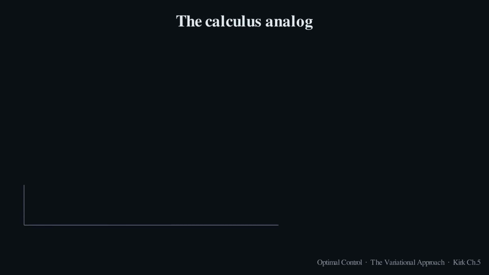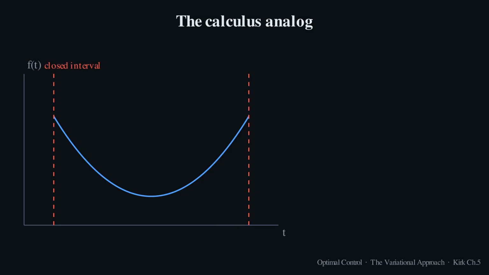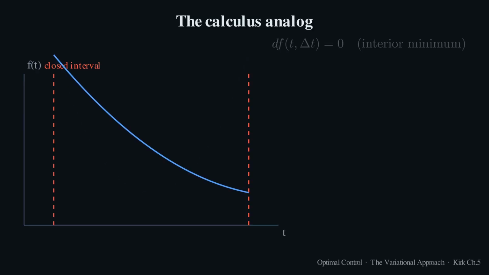Forget control for a moment. Here's the same puzzle in its simplest possible form: minimizing an ordinary function on a closed interval. Picture a curve, and you may only stand somewhere between the two end walls. If the lowest point sits somewhere in the middle, an interior minimum, then the curve is flat there. The derivative is 0. Step a little left, you go up. Step a little right, you go up. That's the familiar rule: f prime equals 0.